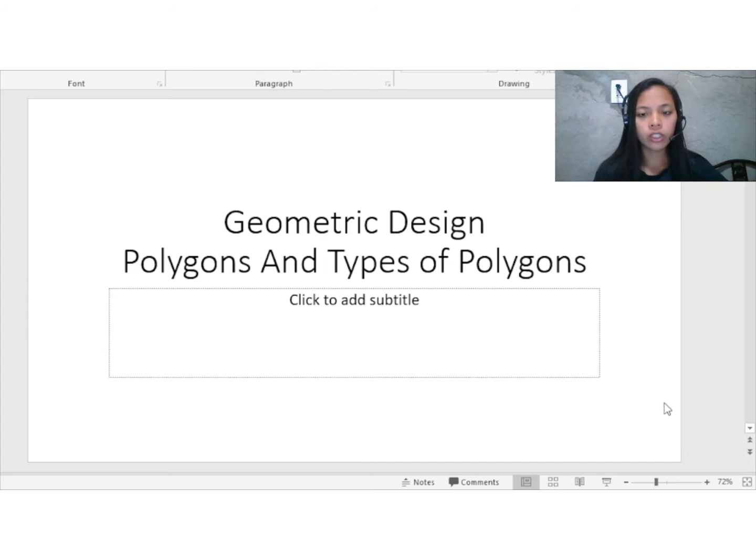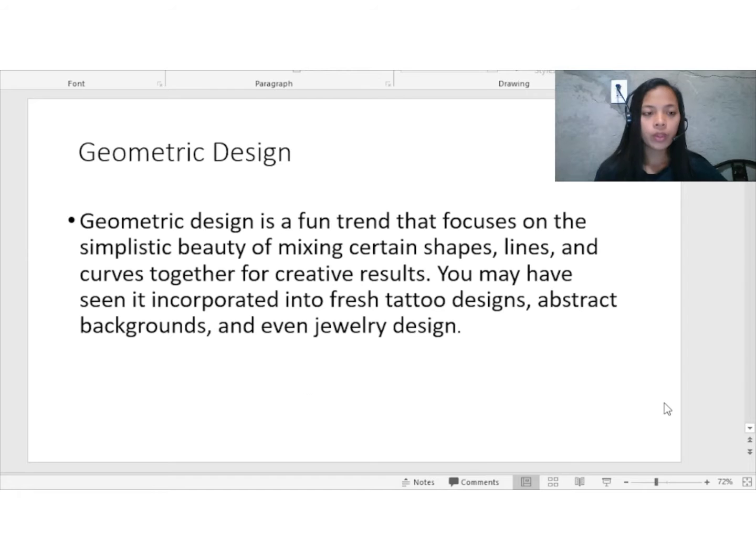Now I'm going to tackle geometric design, polygons and types of polygons. Geometric design is a fun trend that focuses on the simplistic beauty of mixing certain shapes, lines, and curves together for creative results. You may have seen it incorporated into tattoo designs, abstract backgrounds, and even jewelry.